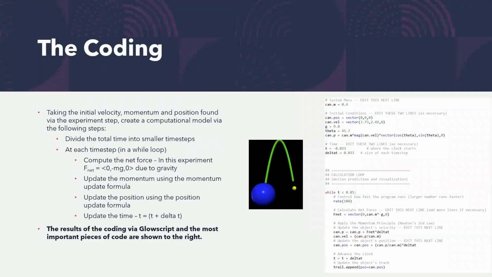For the coding, I took the initial velocity, momentum, and position found with the experiment step and created a computational model via the following steps. I divided the total time into smaller time steps and in a while loop, computed the net force, which stayed the same at 0, negative mg, 0 due to gravity. I updated the momentum using the momentum update formula, which incorporated gravity. I updated the position using the position update formula, and I updated the time, which is t plus delta t. And on the right are the results of the coding via GlowScript and the most important pieces of code, as well as a visual showing the ball's projectile motion in 3D.